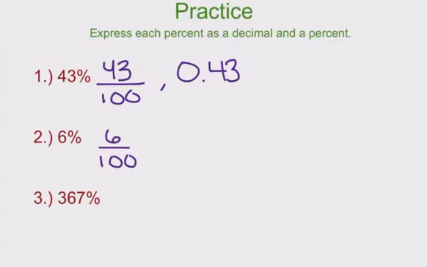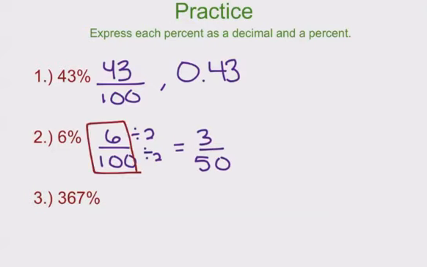We can divide both 6 and 100 by 2, and we would get 3 over 50. And that would be the simplified fraction of 6%. Now we want to write it as a decimal. So if we look back at our original fraction, 6 over 100, we would say that is 6 hundredths. So we write it as a decimal. That looks like 6 hundredths, 0.06.